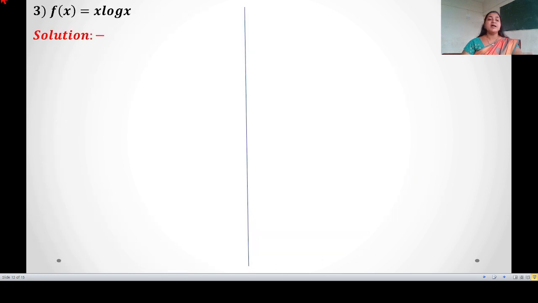Now next example, f of x is equal to x log of x. Now again we can use the second derivative test. So first we find the first derivative, second we find the second derivative. So let's start the solution.